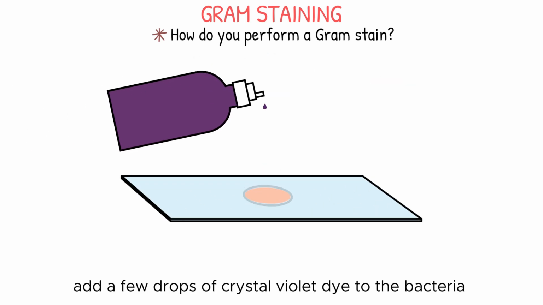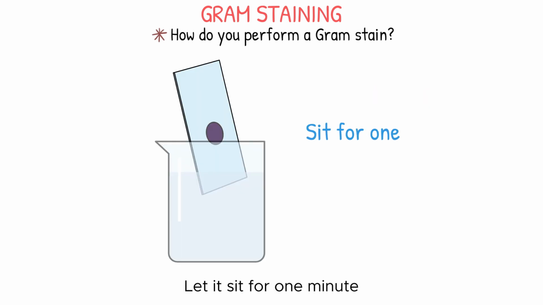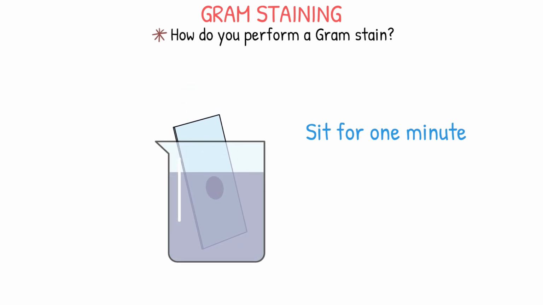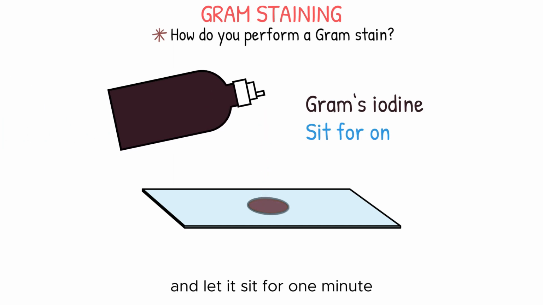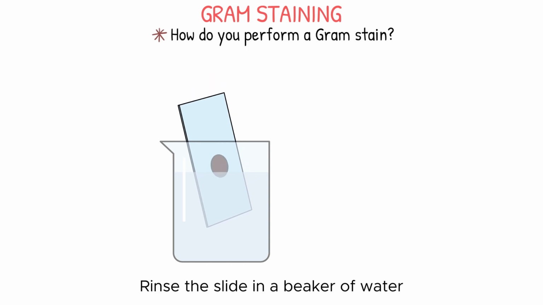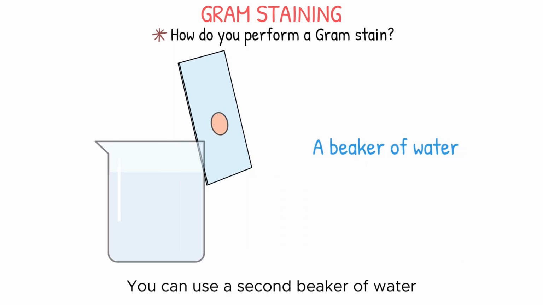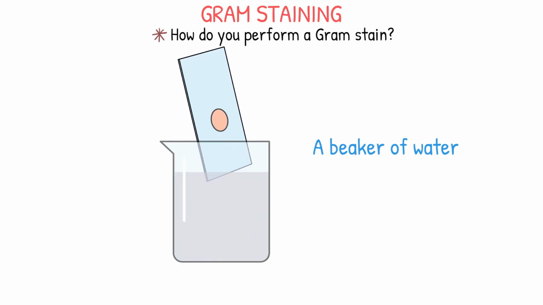Next, add a few drops of crystal violet dye to the bacteria until the wax circle is filled with the dye. Let it sit for 1 minute. Then, dip the slide in a beaker of water 2 to 3 times to wash off most of the dye. Add a few drops of gram's iodine to cover the bacteria and let it sit for 1 minute. Rinse the slide in a beaker of water until most of the iodine is gone. You can use a second beaker of water to ensure most of the iodine has been rinsed off.